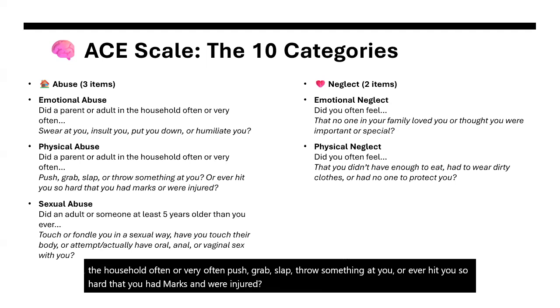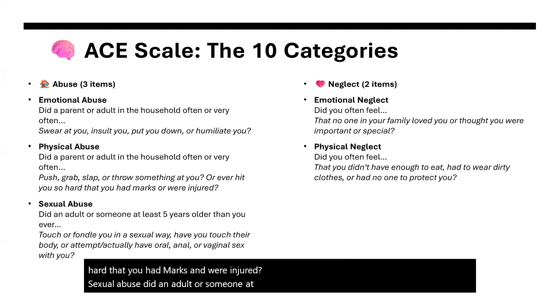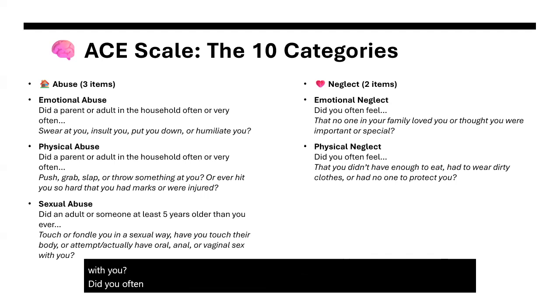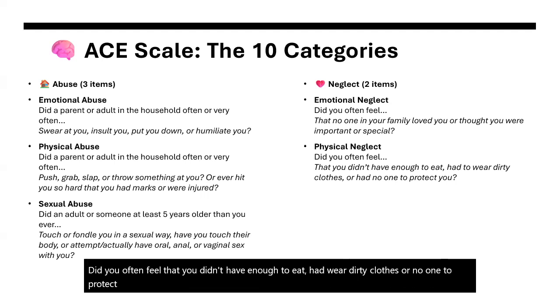Sexual abuse. Did an adult or someone at least 5 years older than you ever touch or fondle you in a sexual way? Have you touched their body or attempted to actually have oral, anal, or vaginal sex with you? Did you often feel that no one in your family loved you or thought you were important or special? Did you often feel that you didn't have enough to eat, had to wear dirty clothes, or had no one to protect you? This is the Adverse Childhood Events Scale.